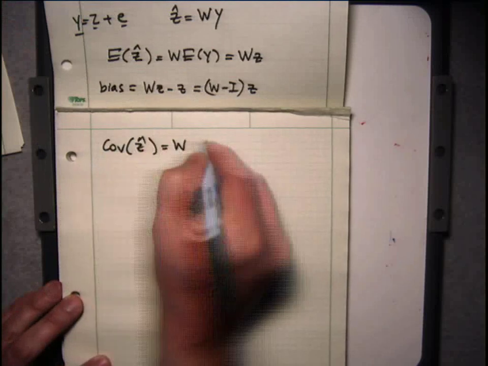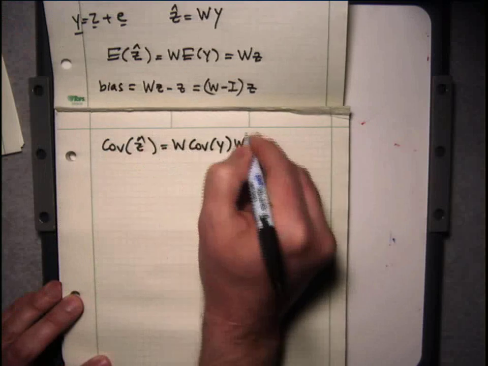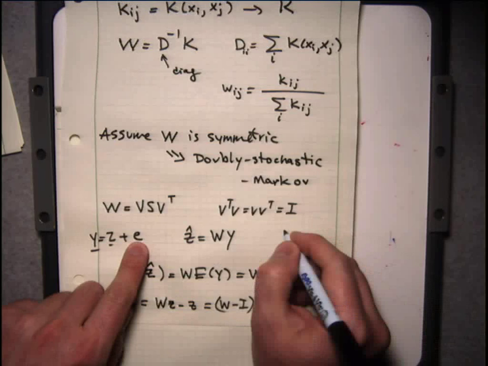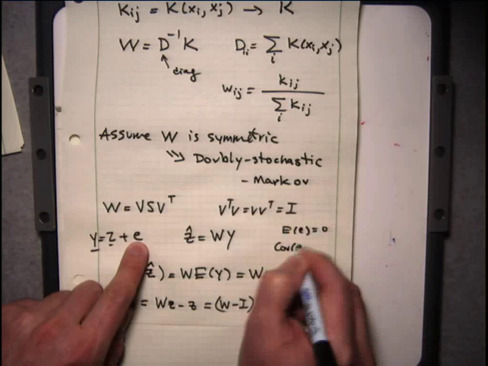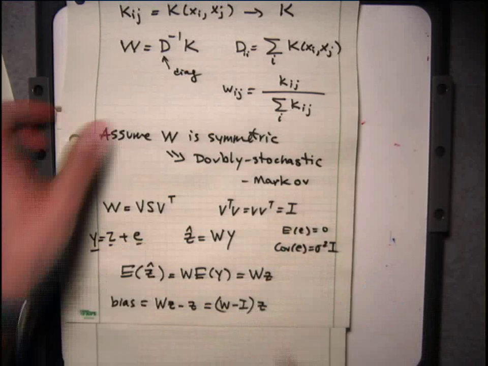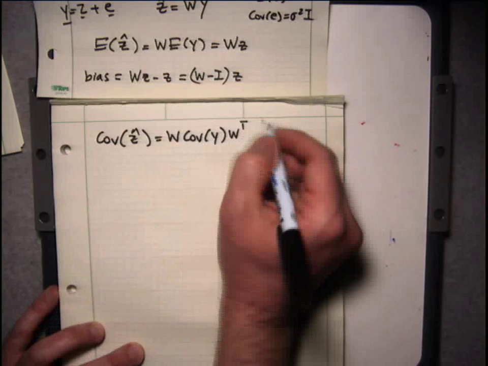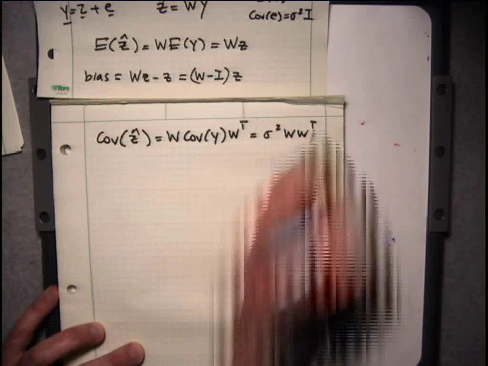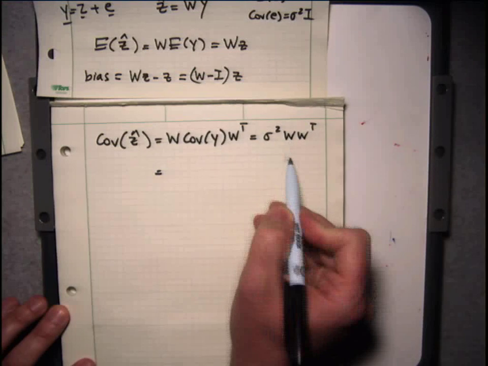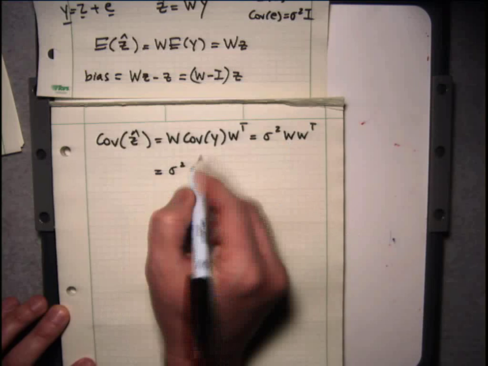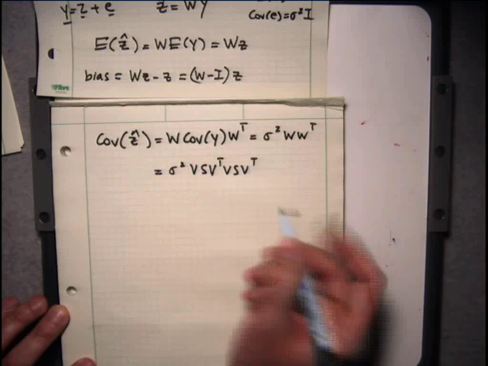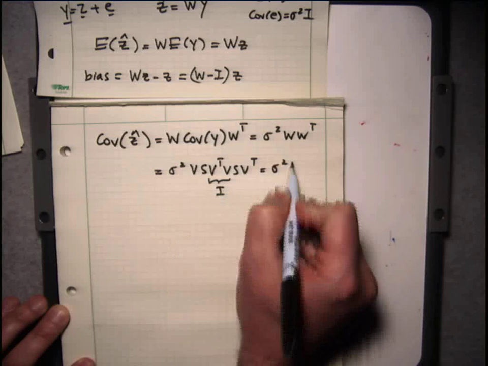Covariance of Z hat is W covariance of Y W transpose. And I'm going to assume here that expected value of E is 0 and covariance of E is sigma squared identity. Okay? Again, not Gaussian, but just the mean and the variance. So then this becomes sigma squared W W transpose. Now if I use the eigendecomposition for W in here, the covariance is sigma squared V S V transpose times V S V transpose. And V transpose V is identity, so this becomes sigma squared V S squared V transpose.